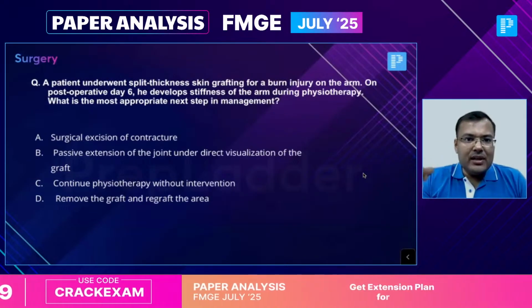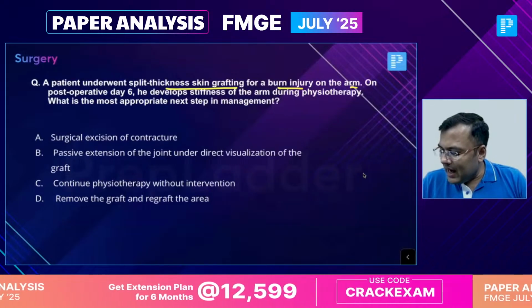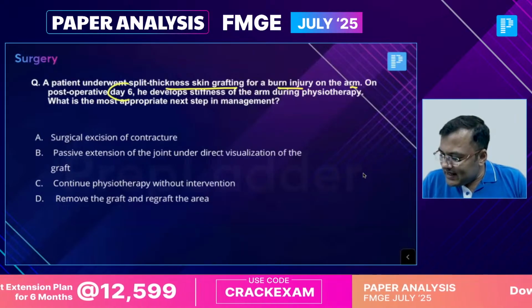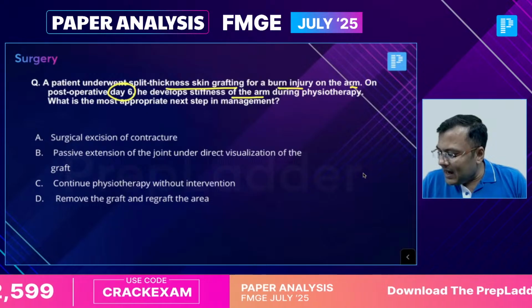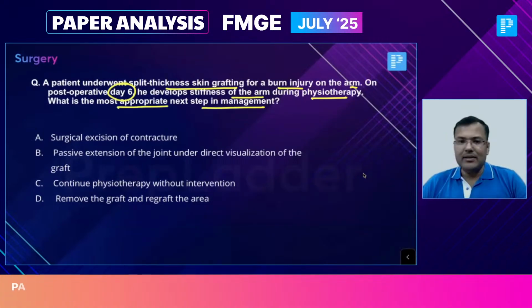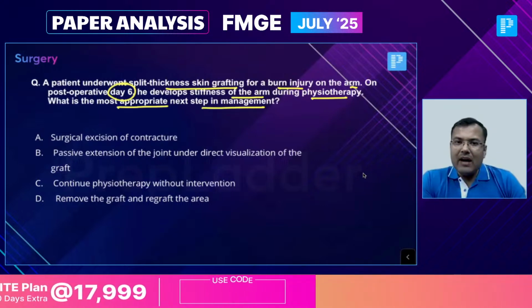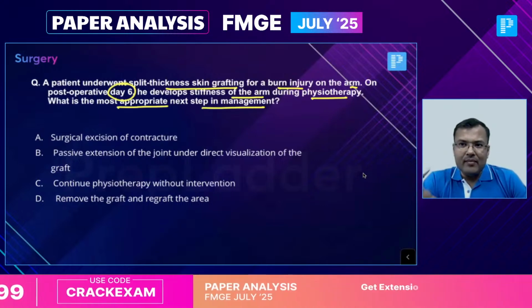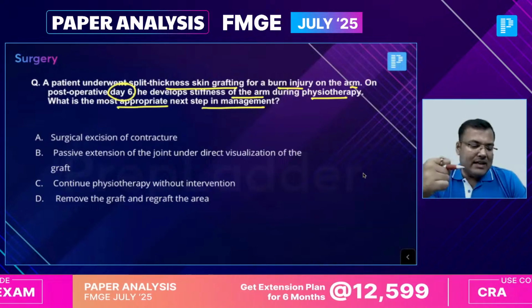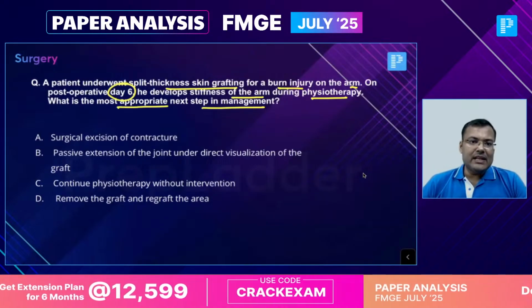Next, a patient underwent split thickness skin grafting for a burn injury on the arm. On post-operative day 6, develops stiffness of the arm during physiotherapy. What is the most appropriate next step in management? Suppose if any of you has had a fracture and had a plaster applied, after that what happens? Yes, there is stiffness. So if there is stiffness, tell me what is the advice given? Yes, guys, what is the advice given?